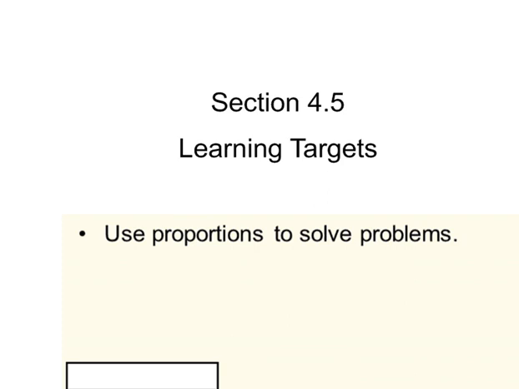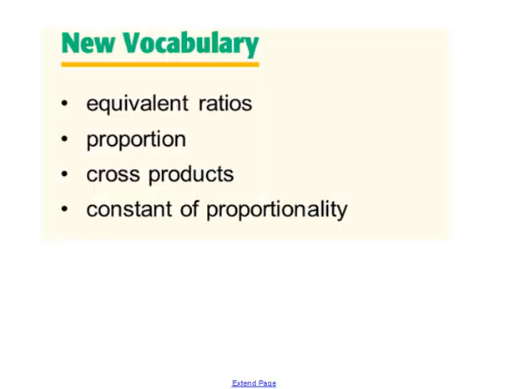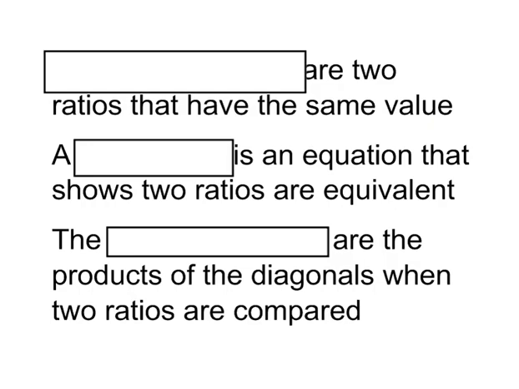All right, so let's jump into our new vocabulary. We've got 4 new terms that we want to work with. We need to talk about equivalent ratios, proportion, cross products, and constant of proportionality. Well, let's do the definitions here. Get those in your notes.